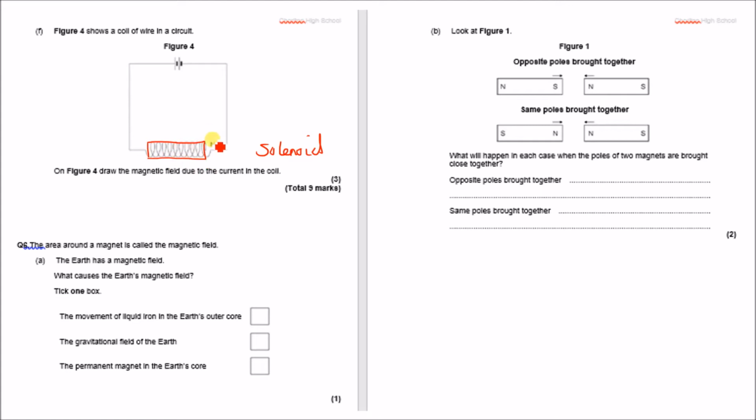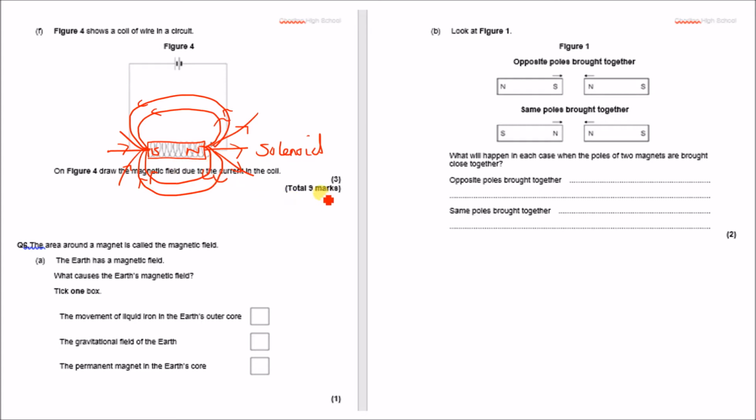So we just pretend it's a bar magnet and we have the field coming out of a bar magnet like so, and then it curves off like this. And remember, because this is the North Pole, it would go away from the North Pole. So all of these would be moving away from the North Pole, and all of these would be moving towards the South Pole. So we've got the South and the North, so the arrows come towards the South like that. And that would get you 3 marks.